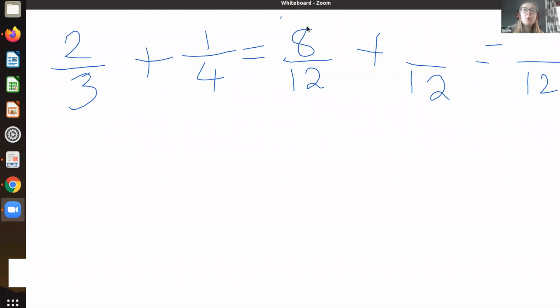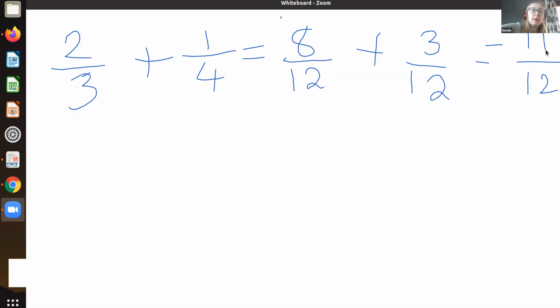I now look at the quarter and I say, what have I done to the bottom to make 12? I've times it by 3. So I'm going to times the top by 3 as well, which is going to give me 3/12. And now all I have to do is add the top numbers together, just like we learned in the previous video. So I'm going to do 8 plus 3, and that gives me 11/12. And there we go. We can add fractions with a different denominator.